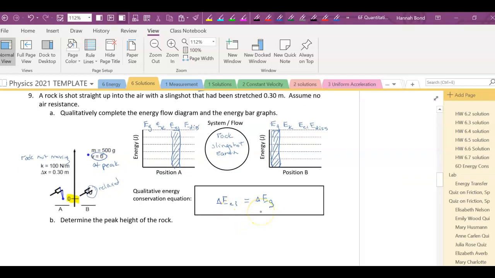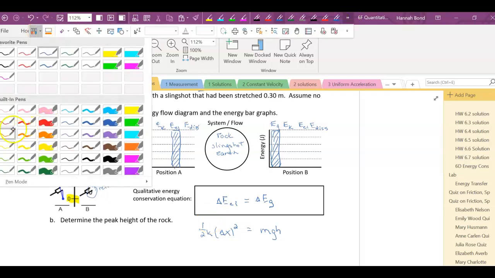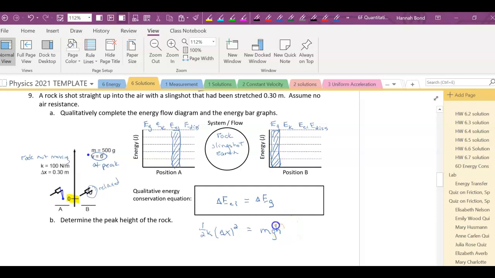Okay, I'm going to start with that conservation equation, and I replace each term with the way that I calculate that type of energy. Elastic potential energy, and I'm using the snapshot formulas, right? At position A, the elastic potential energy is 1/2 of the spring constant times the displacement squared. And then at position B, the gravitational energy is the mass times g times the height. Okay, so now I start plugging in, and I'm going to be solving for the peak height of the rock. So I'm going to solve for this h.